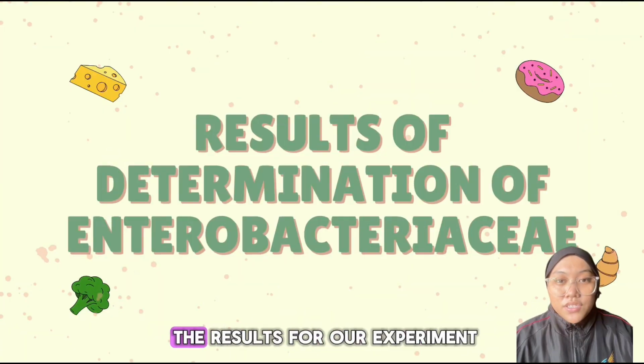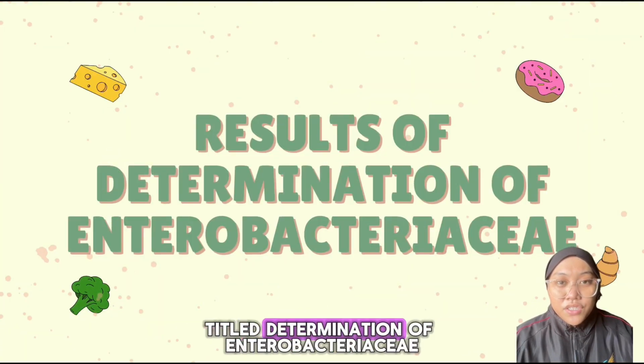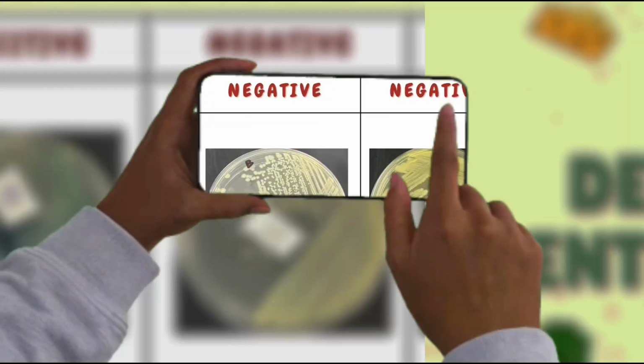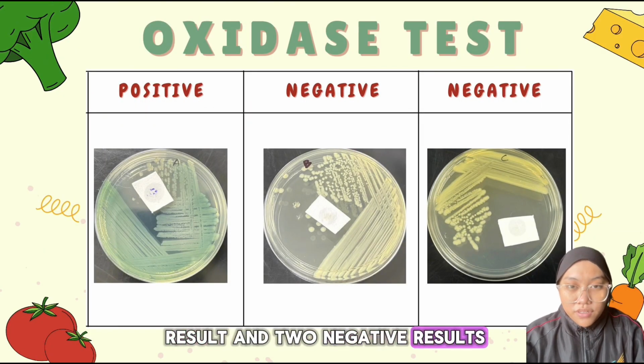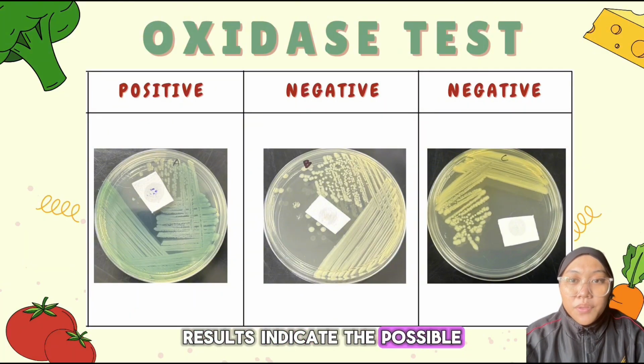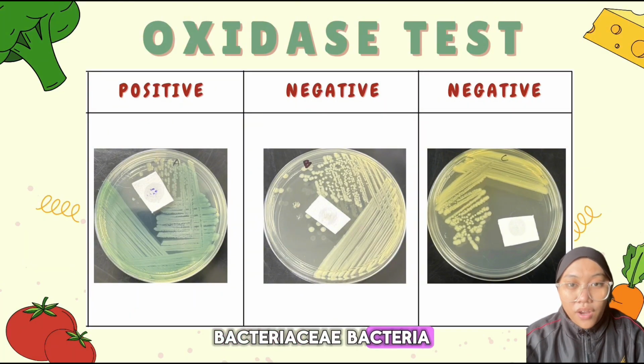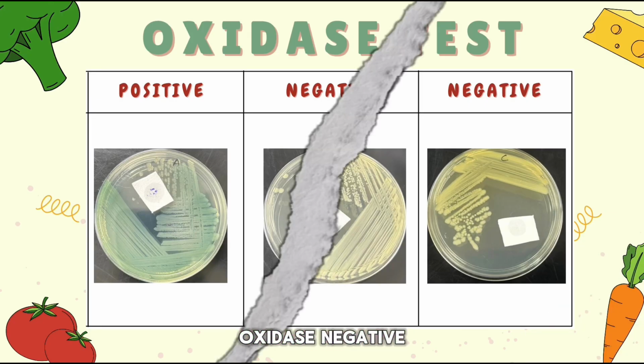Today, I will be presenting the results for our experiment titled Determination of Enterobacteriaceae. Firstly, for the oxidase test, we obtained one positive result and two negative results. The negative results indicate the possible presence of Enterobacteriaceae bacteria because most Enterobacteriaceae are oxidase negative.